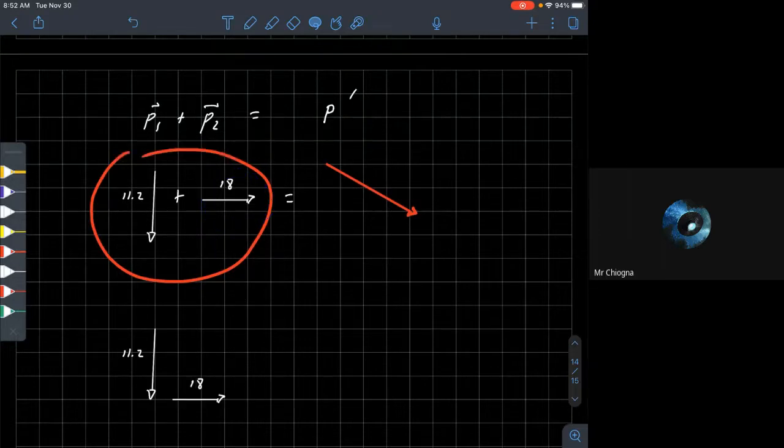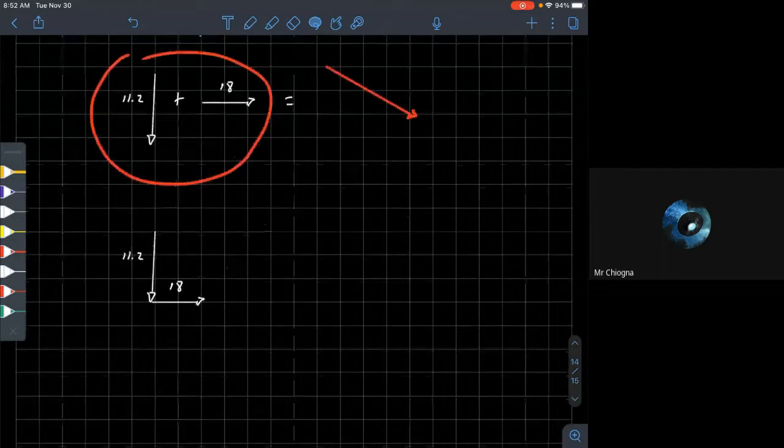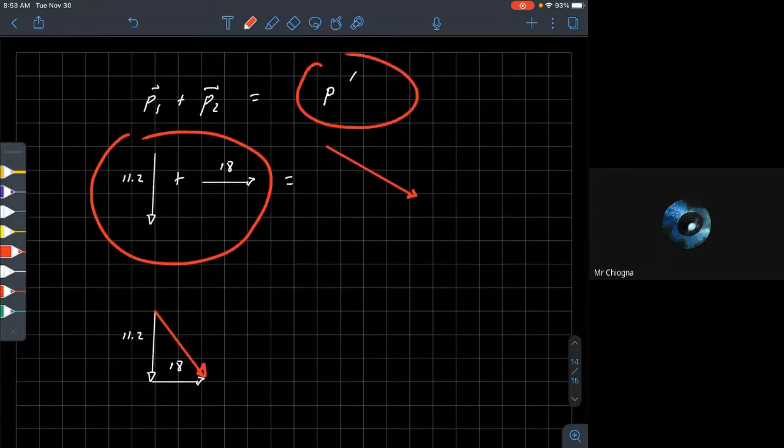Okay, now move them in, obviously, so they're tip to tail. That's what I mean by adding them. Now, where's the resultant? The resultant is drawn from the tail of the first to the tip of the last. That is my P prime.